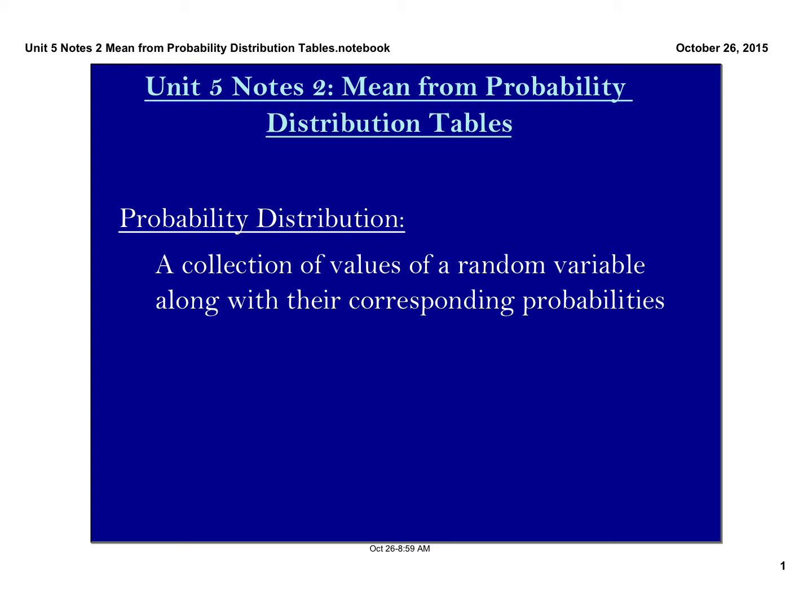Today we're going to be talking about how to find the mean from a probability distribution table. So yesterday we introduced probability distribution tables, talking about how you had the list of all possible outcomes with their corresponding probabilities and how those corresponding probabilities add up to 1. Today we're going to talk about how to find the mean from those tables.